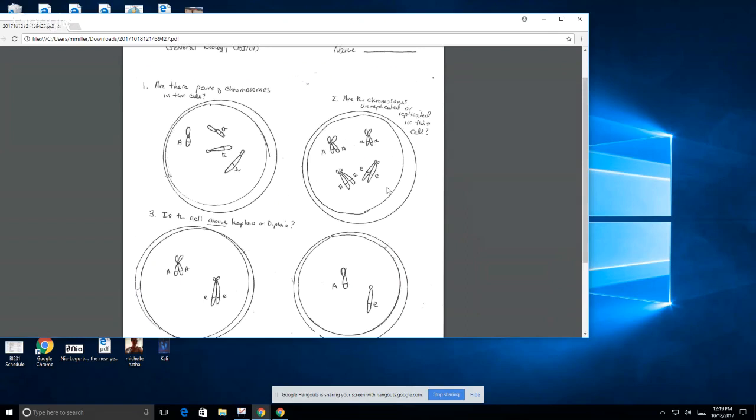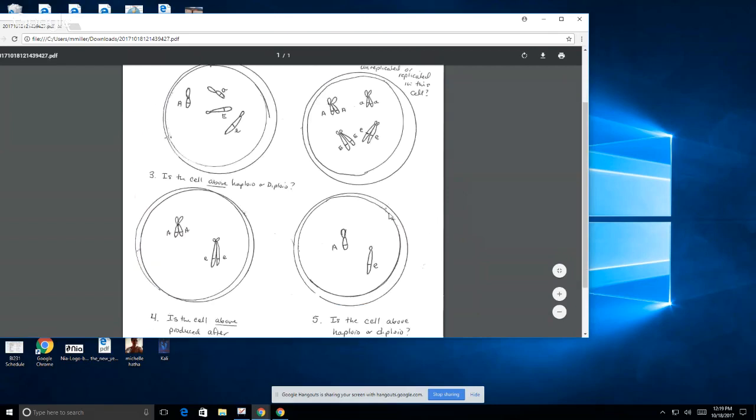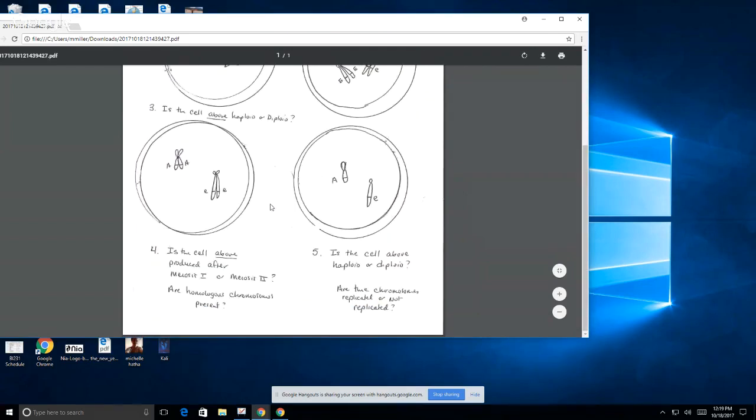Okay? So is the cell above, this one right here, haploid or diploid? Okay, so haploid means there's no pairs. So we know that there's pairs. So this is a diploid cell right there. Okay. So this is a diploid cell because it has pairs of chromosomes. Now we're going to talk about these two cells down here in a little bit more detail.